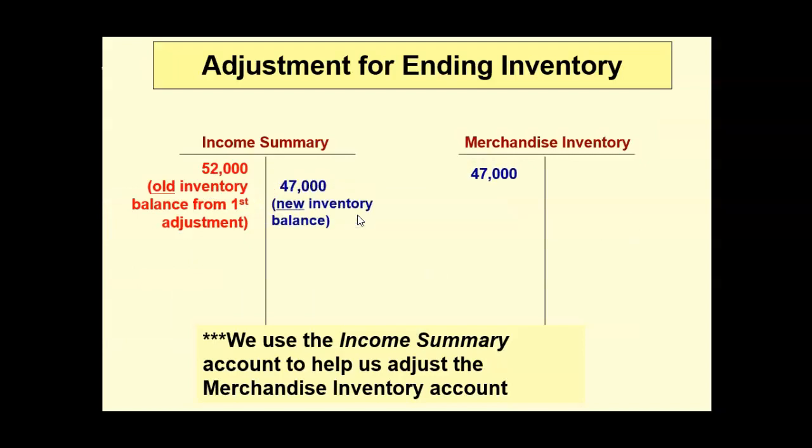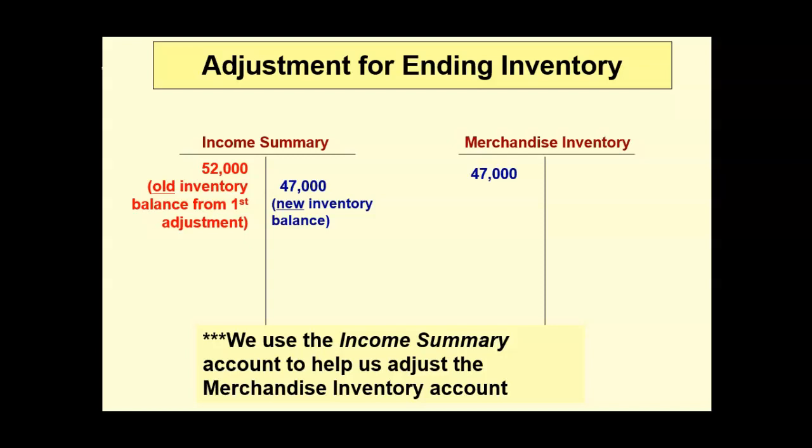So to do that, we're now going to debit the inventory account for the $47,000, credit the income summary account $47,000. So now the inventory account reflects its current ending balance at the end of the accounting period.